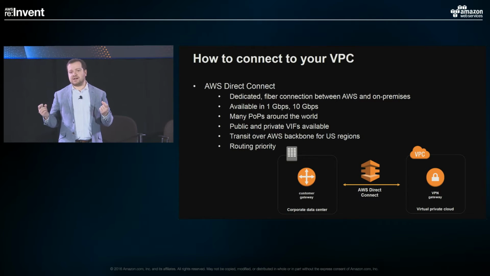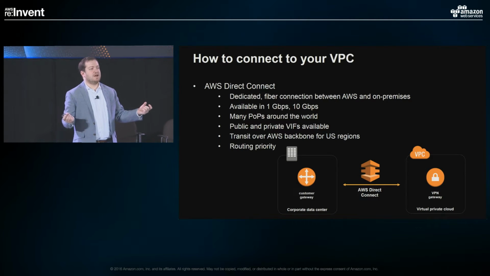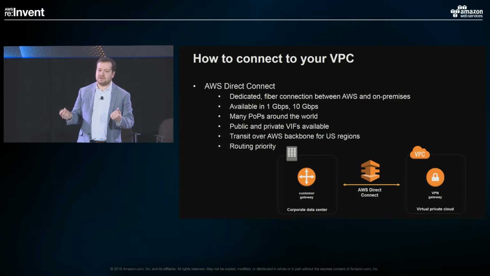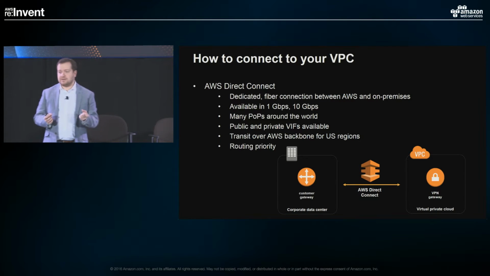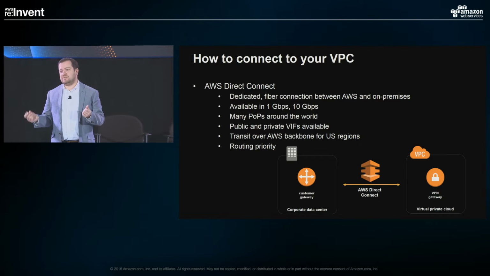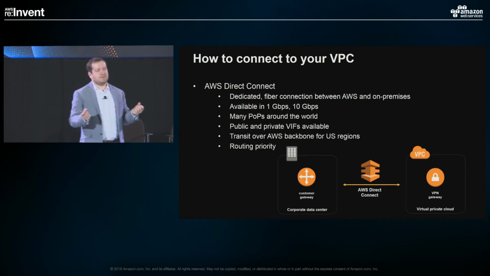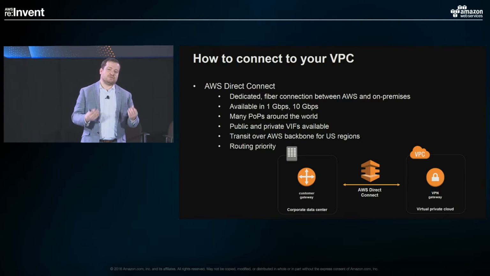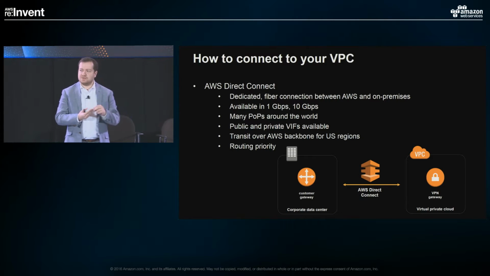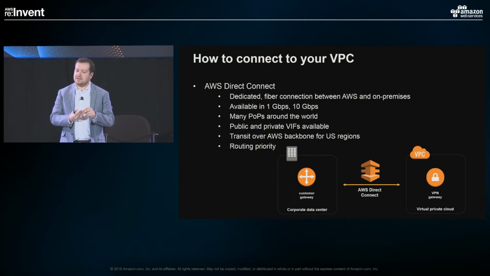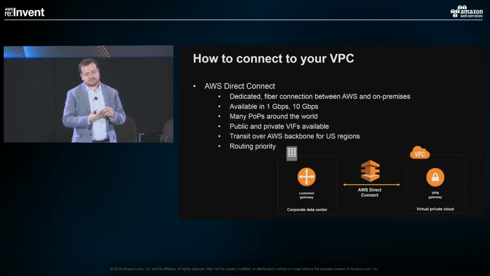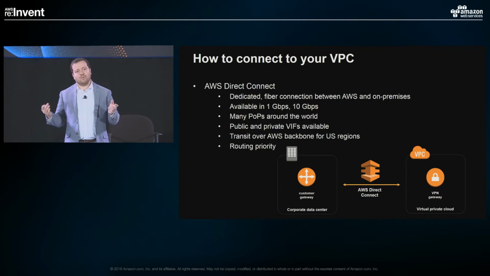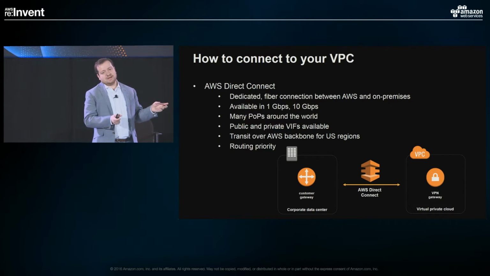And Direct Connect also gives you public and private VIFs. So VIF is a virtual interface. The public virtual interface gets you to our non-VPC services. So once you set up a public VIF, you get a BGP route table that's going to have routes to S3, to DynamoDB, to other services that don't exist in the VPC. So you only really need like one public VIF per Direct Connect.